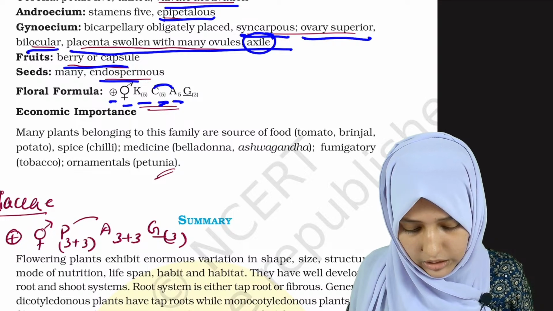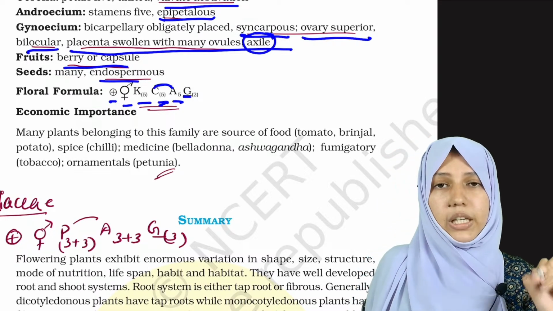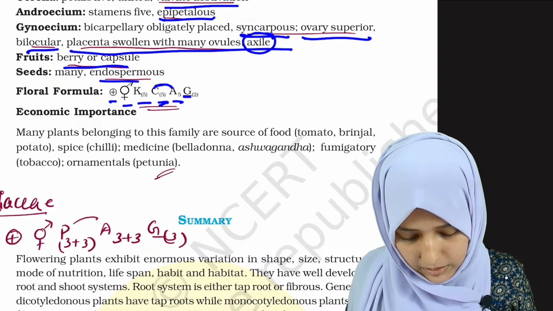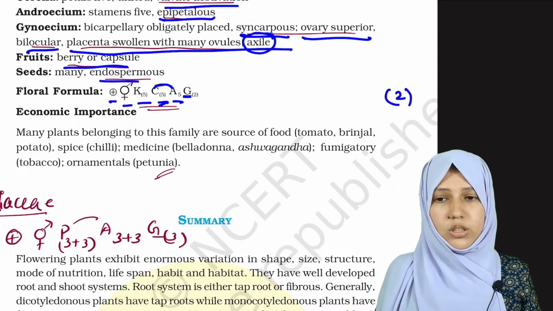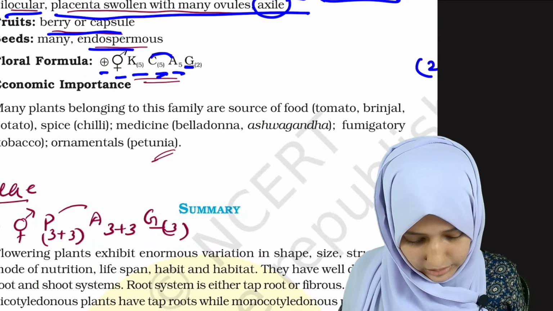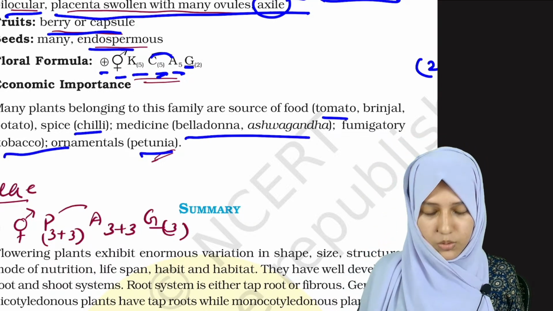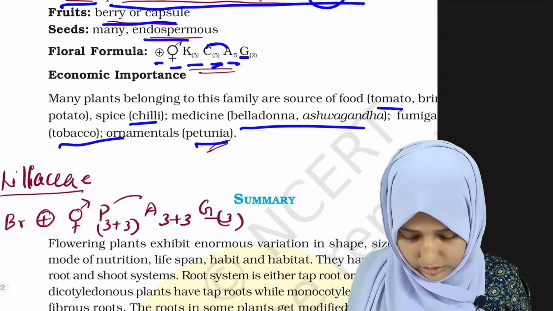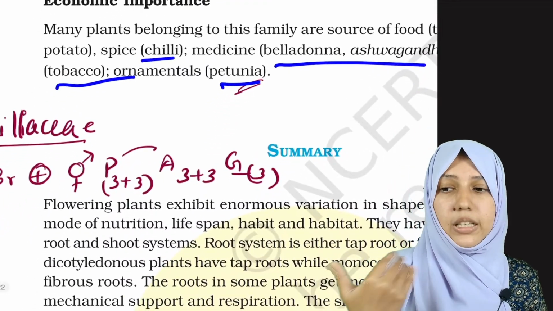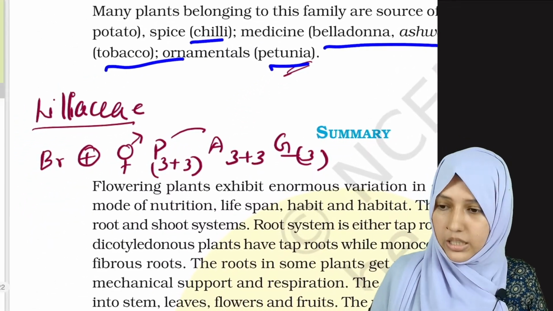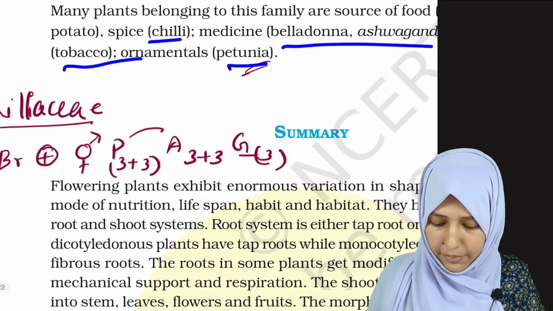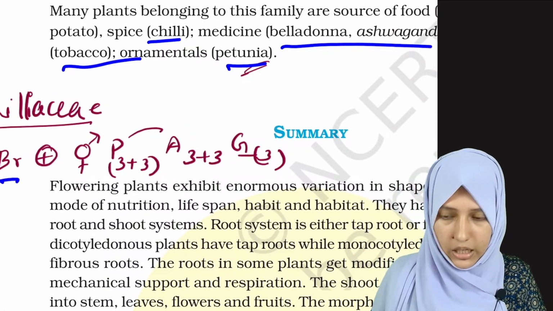Okay, and under G there is a line, so the ovary is superior, and the two carpels are fused. Clear? And just see the examples: tomato, brinjal, chili, belladonna, ashwagandha, tobacco and petunia. Clear? Now this is extra information which was present in the old NCERT. This is Liliaceae. It will be bractate, so BR.